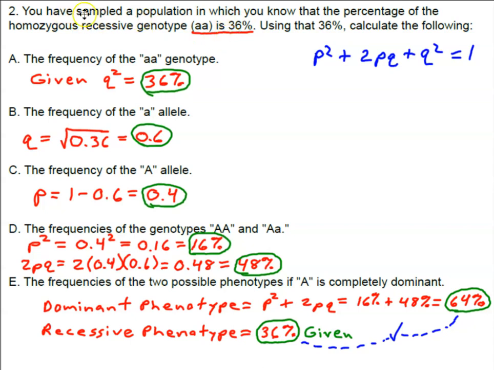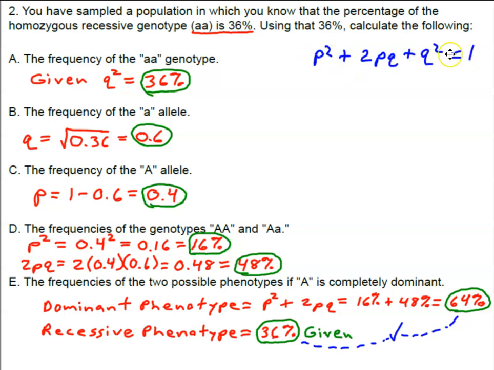So you've sampled a population in which you know the percentage of the homozygous recessive genotype, and it's 36%. Using that 36%, calculate the following. So the first thing is the frequency of the homozygous recessive genotype, and that would be simply 36%. It's given. It's Q squared, right?